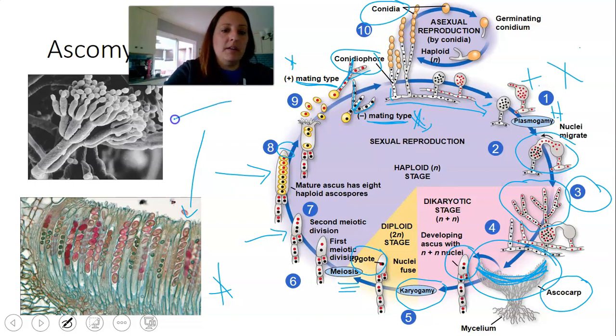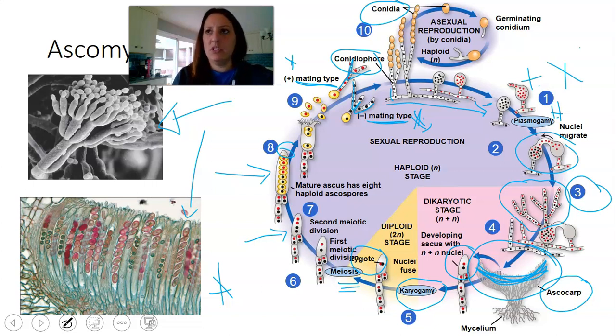This figure right here, how cool is that? That is showing a transmission electron micrograph of a conidiophore with conidiospores at the tips. And actually, in lab this week, you're going to see the same exact picture of the slide.